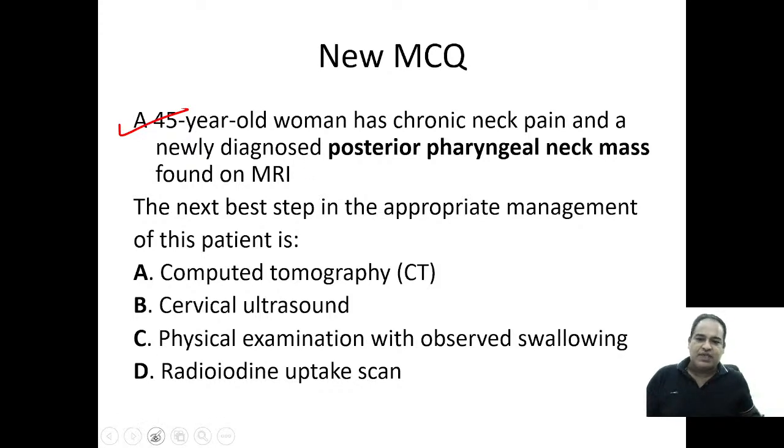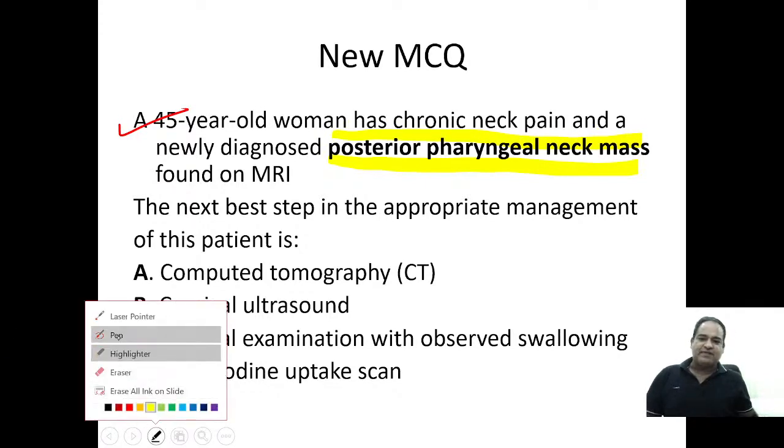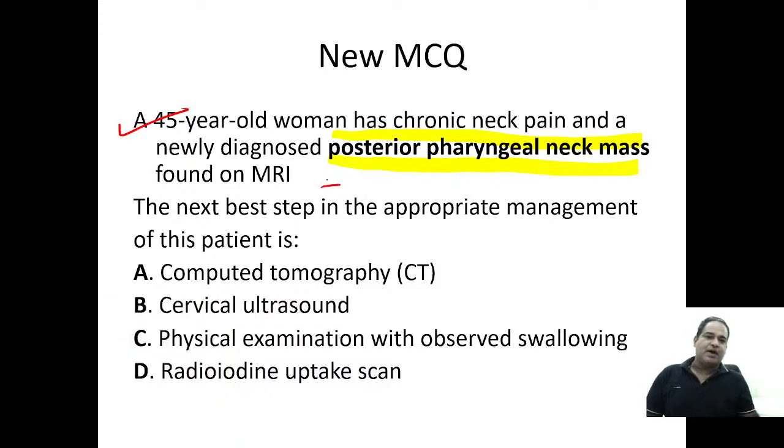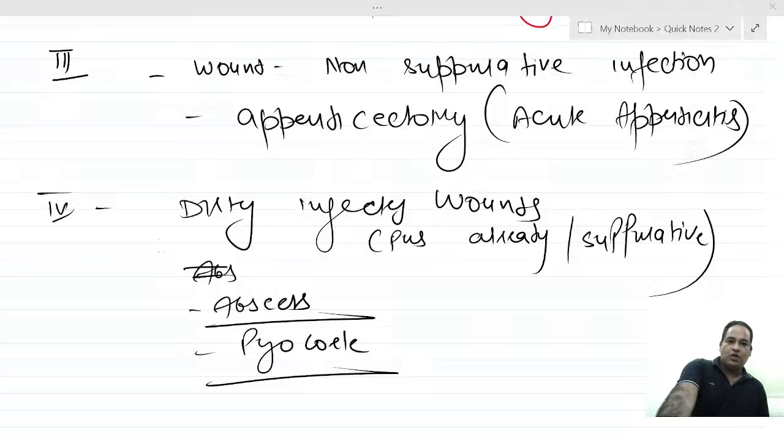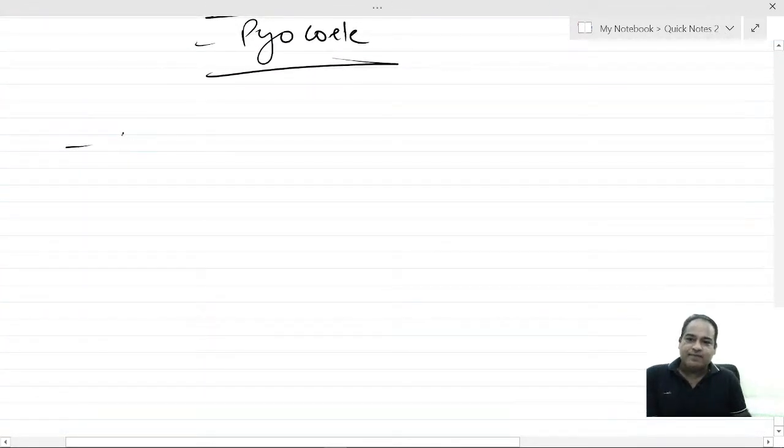Whenever you see the words posterior pharyngeal neck mass, always think about one thing. What? Always think about lingual thyroid. This is the answer. Fine. So, lingual thyroid.